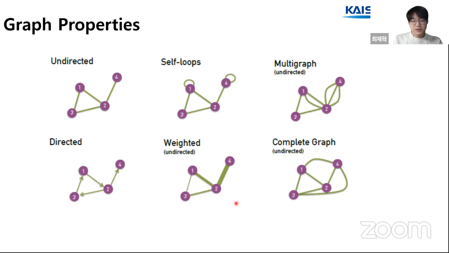The last one I'm going to explain here is a complete graph, which in this case is undirected. A complete graph is a network where all the nodes are connected: node 1 is connected to node 2, node 3, and node 4. Likewise, node 2 is connected to node 1, node 3, and node 4. A complete network is a network where all nodes are interconnected to each other.